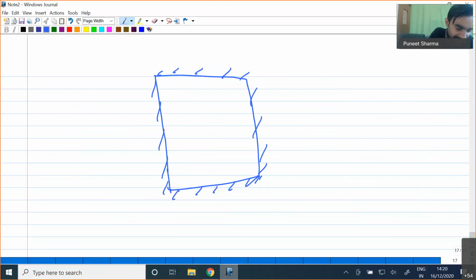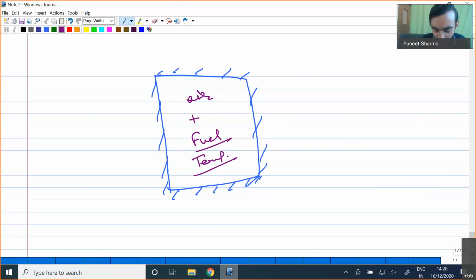For example, if this is an isolated system and inside I have a mixture of air plus fuel, and this air plus fuel mixture is at some temperature at which combustion can happen, what will be happening? This air and fuel will undergo the oxidation process and release a certain amount of energy. Because of that, the thermodynamic state of the system will be changing. So no work is done over here. However, the state of the system has changed.